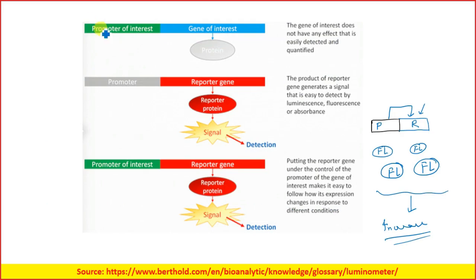Usually you have the promoter of interest and the gene of interest, but this gene of interest produces a separate protein which is altogether different from what you will be testing in the reporter gene assay. Suppose this gene of interest is producing, say, some protein A.